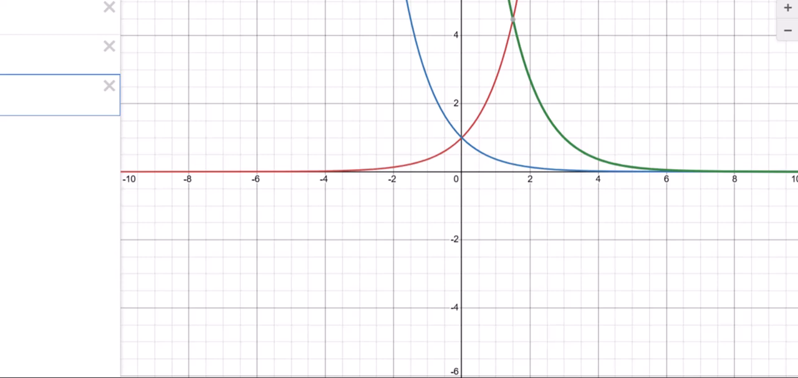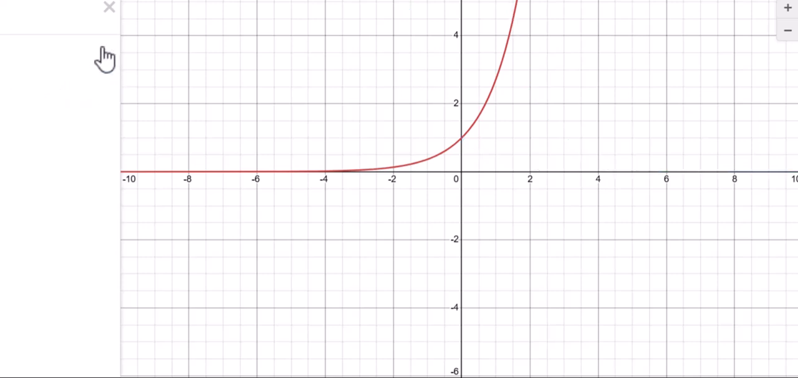So for example, if first I shift to the right by 3, so I have y equals e raised to the x minus 3. So I shifted to the right by 3.